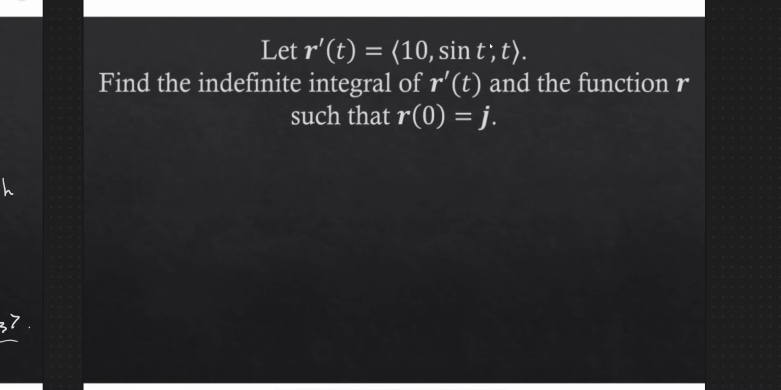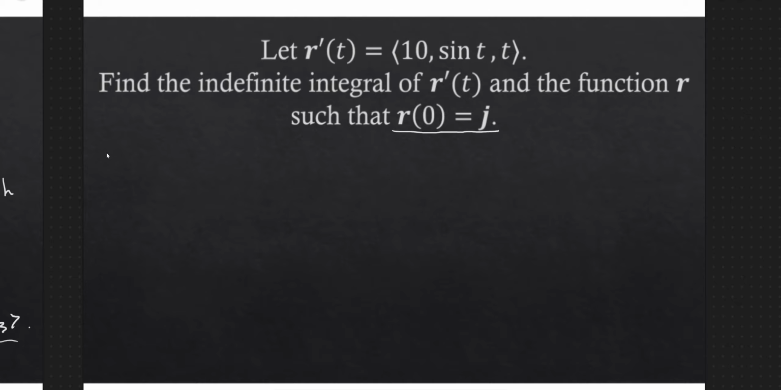Here I have r prime of t equal to this. Let's find r of t. So r of t will be an indefinite integral, or rather an antiderivative, for r prime of t, and I want r of t to satisfy r of 0 equal to just j. So here I'm doing an initial value problem, but in vector form.